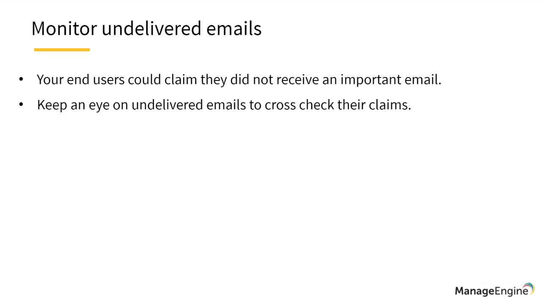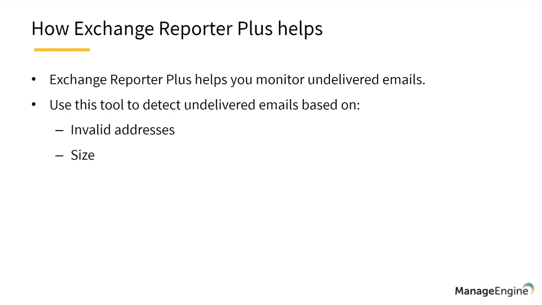Another vertical that would fit here is the finance sector, because there could be someone who got a loan and received an important email asking about the loan, and they could be claiming that they did not receive this important bank statement. As an administrator, you need to figure out if the email actually was undelivered or if this person is just claiming so. For cross checking, you can use Exchange Reporter Plus, which helps you monitor all the emails that were not delivered in your organization.